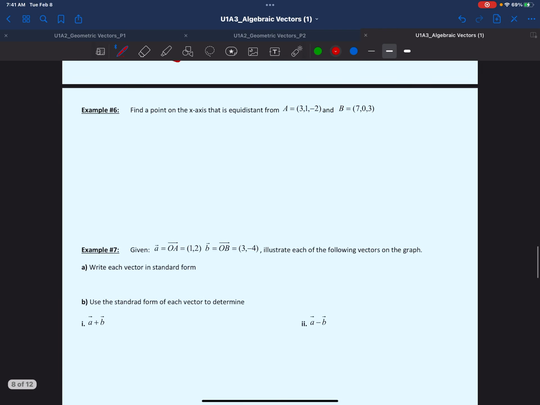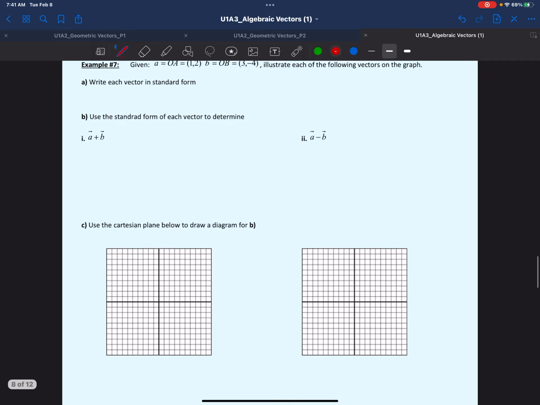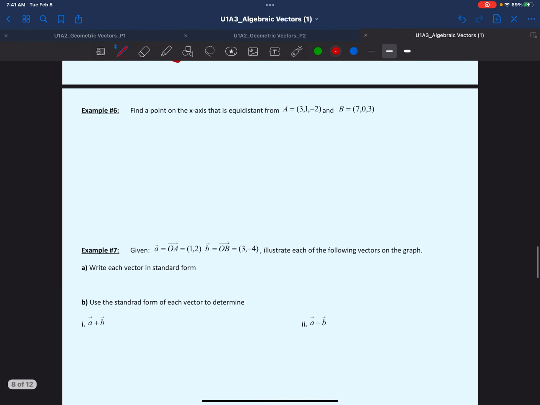Okay, so we're going to take a look at 2 more examples, examples number 6 and 7, and follow up with the next video for this.